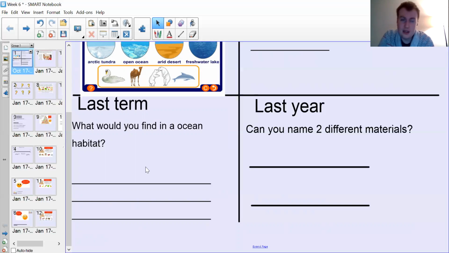Okay. And the last question is something you learned last year, which is the different types of materials that you get in the world. Can you name 2 different ones? Really quick for this one, because you should get this, no problem. 2 different types of things that items are made out of.